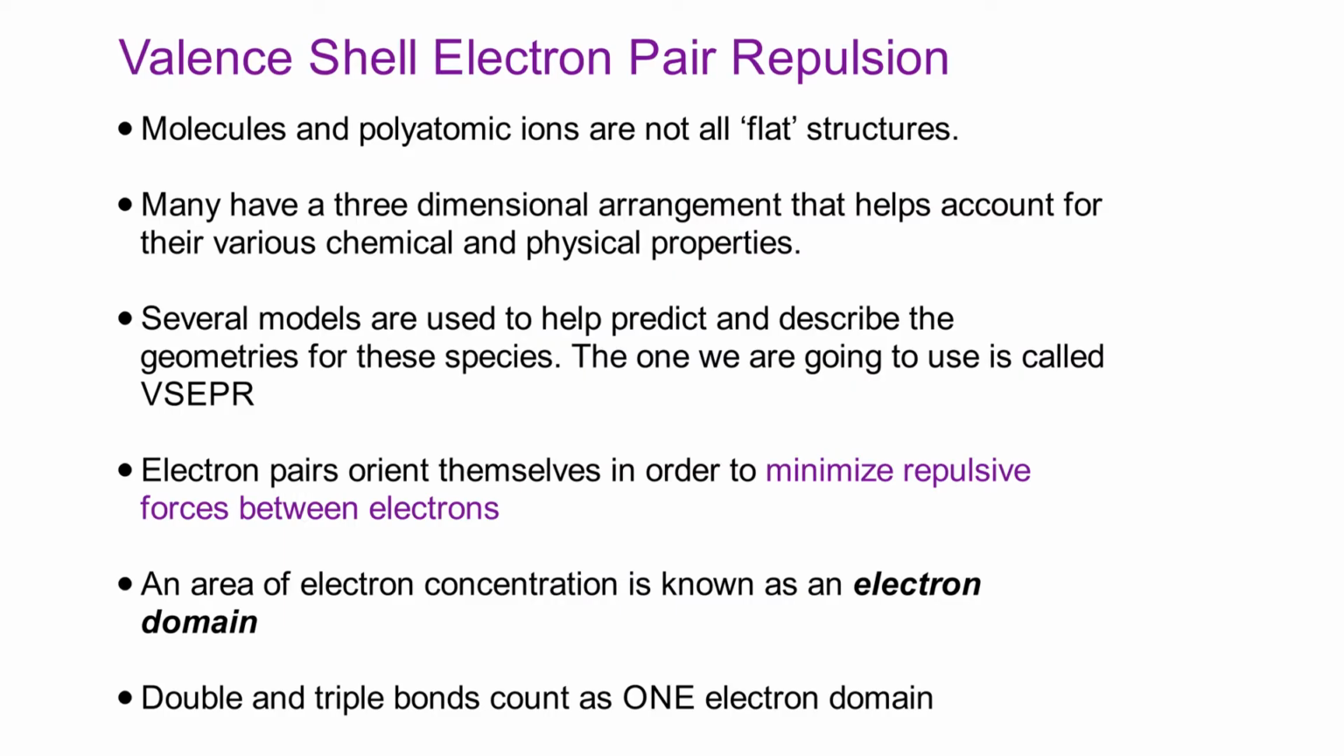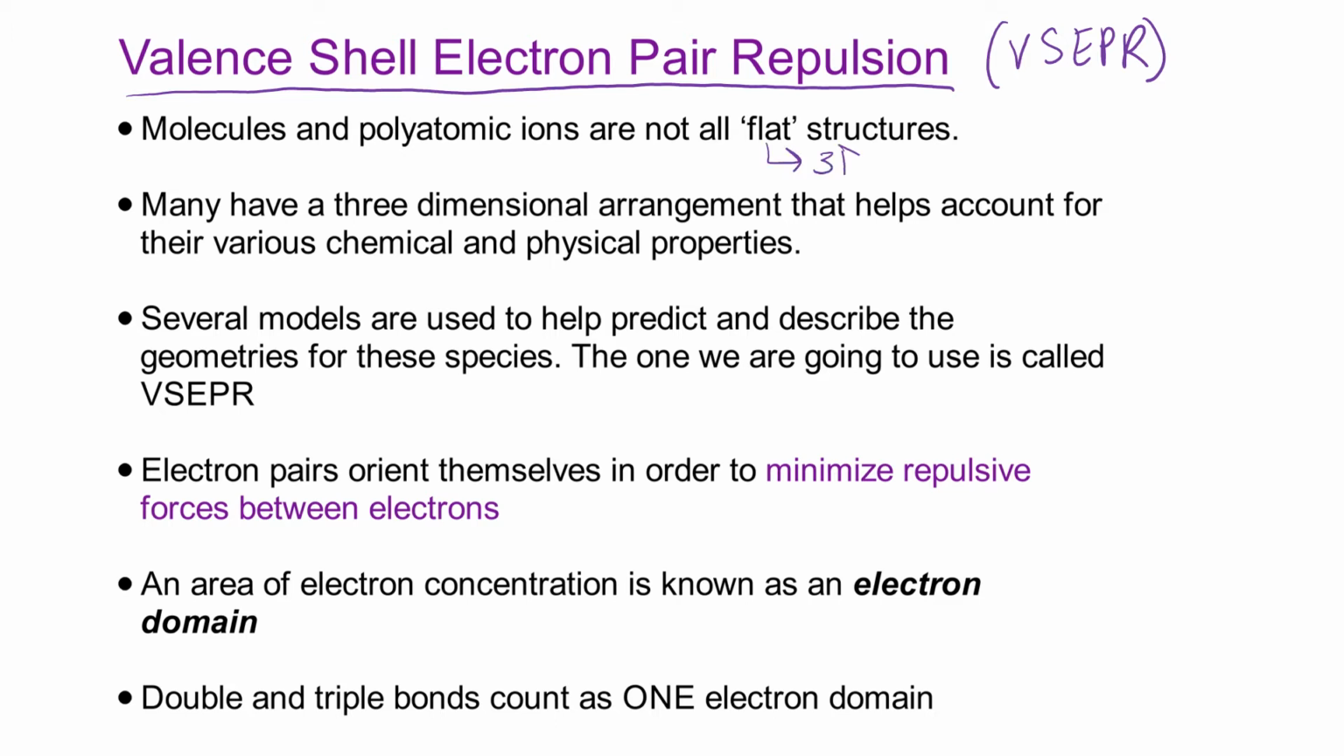Before we get too far into what those shapes are, we have to learn about what's really causing those shapes to occur. The thing that's causing it is this idea called the valence shell electron pair repulsion theory. You'll often see this abbreviated to VSEPR. This idea explains why molecules and polyatomic ions are not flat structures. Everything is going to be three-dimensional.